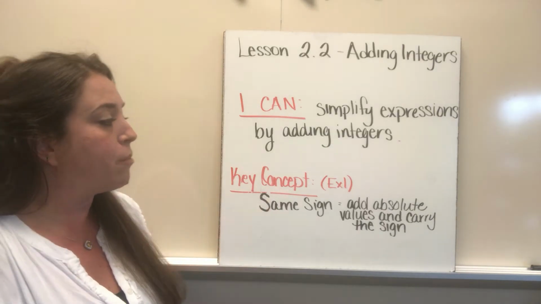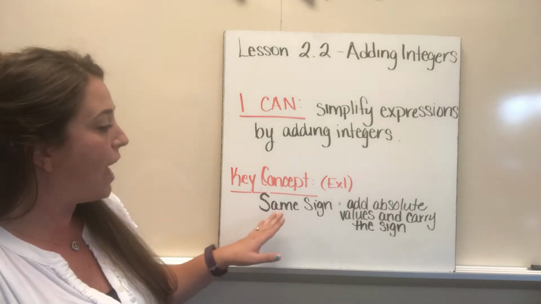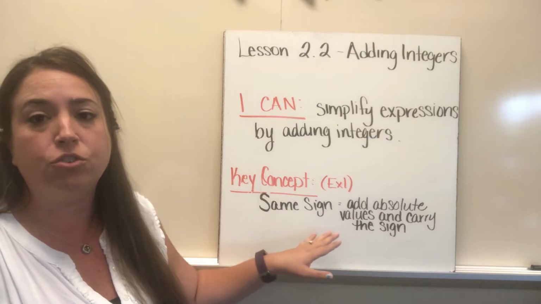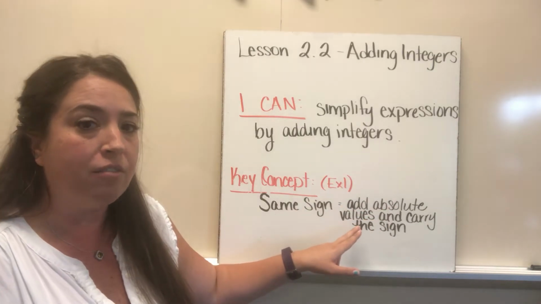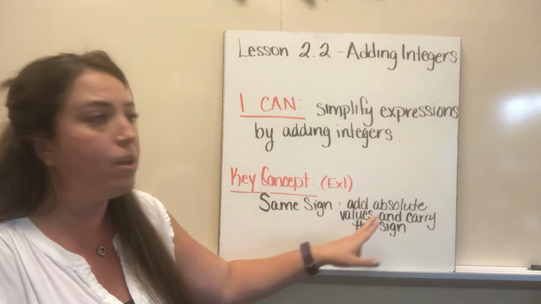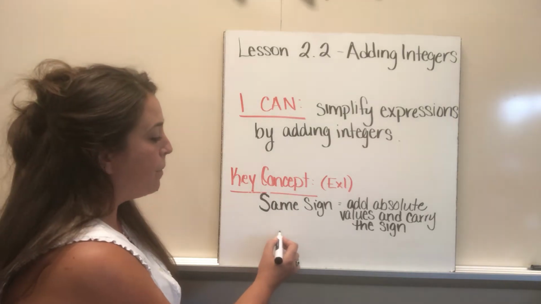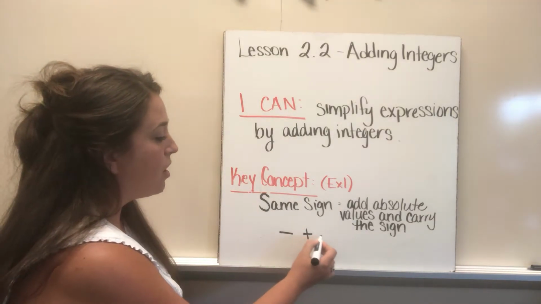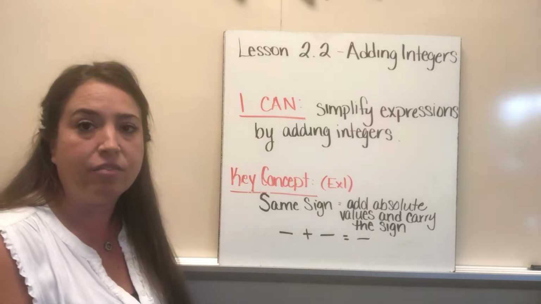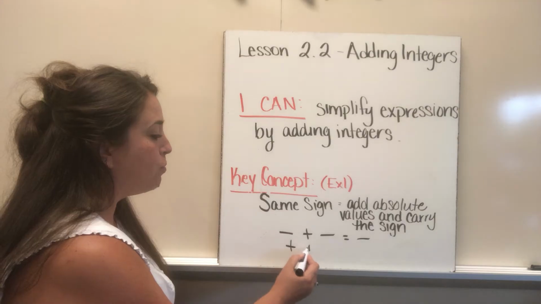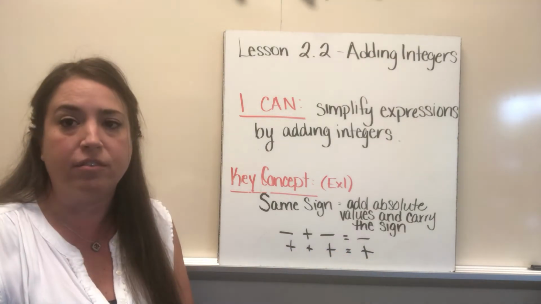Our key concept that we're going to explore for examples 1 and 2 today is that when you're adding integers and those integers have the same sign, you can add the absolute values of those integers and then carry the sign to the final answer. So if both integers are negative, a negative plus a negative is going to give us a negative number. If we're adding two positives together, our final answer is going to be a positive integer.